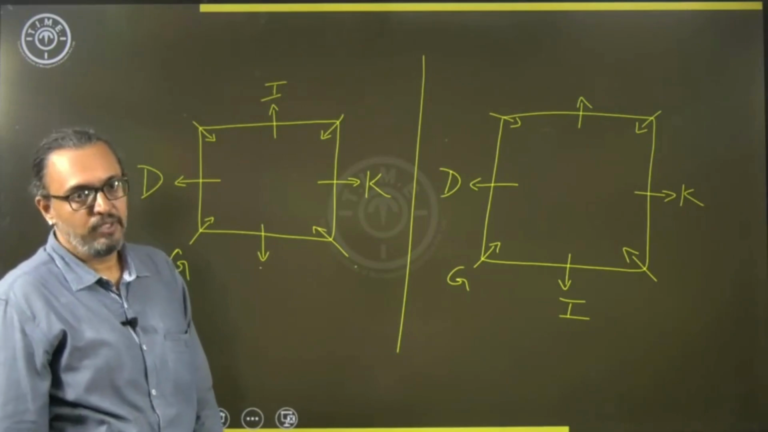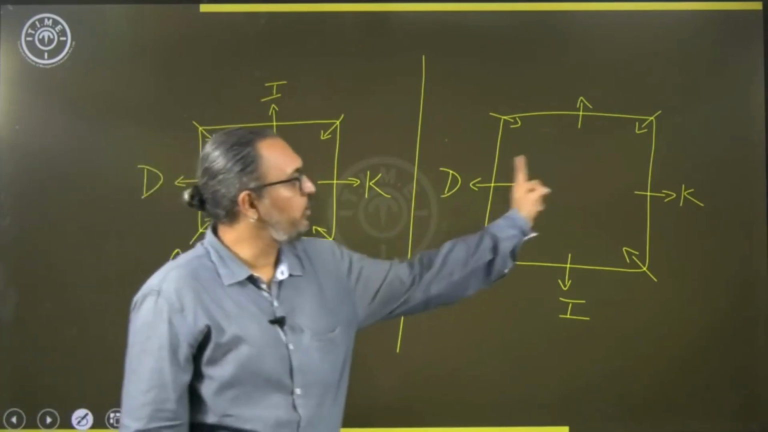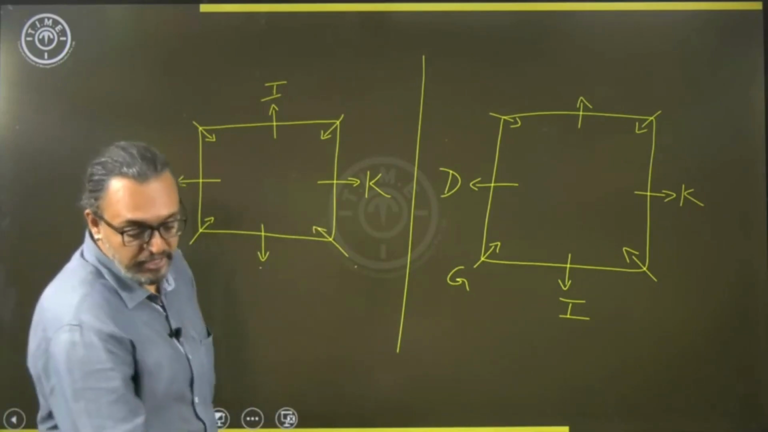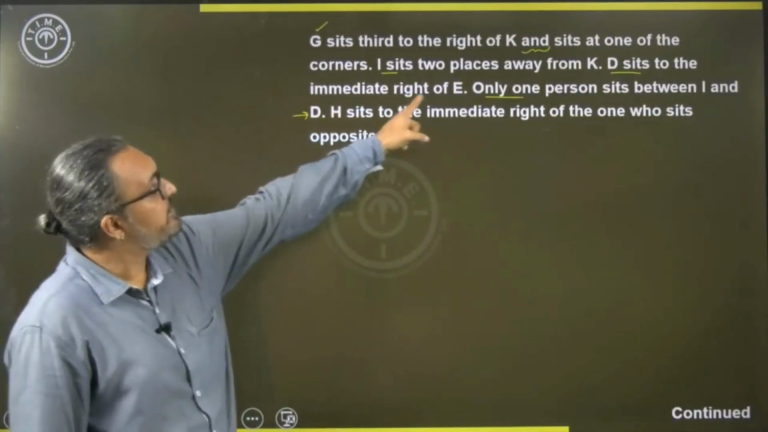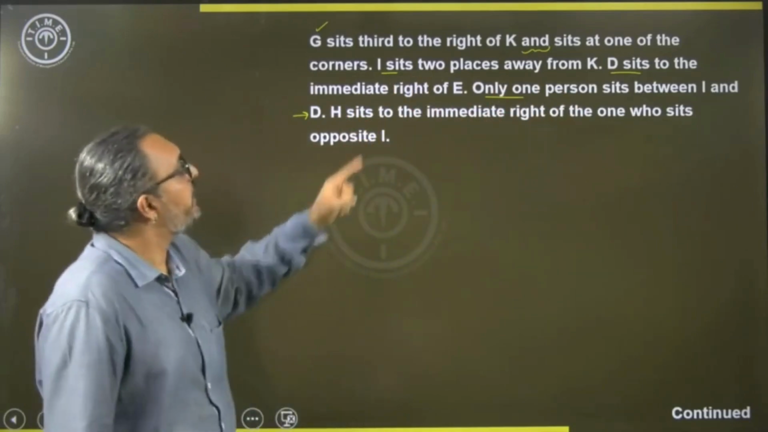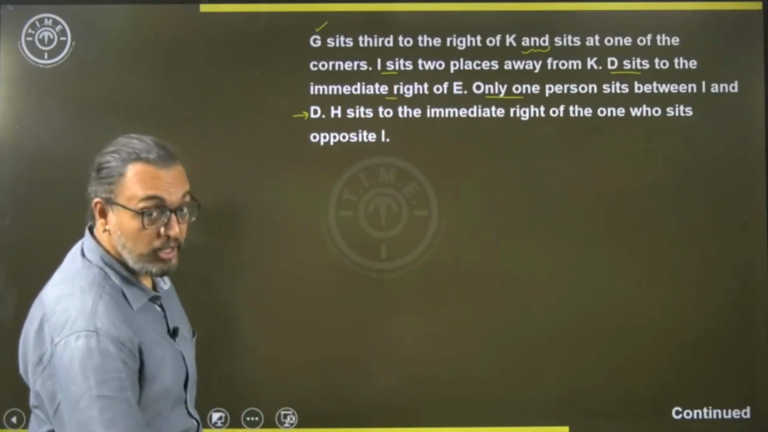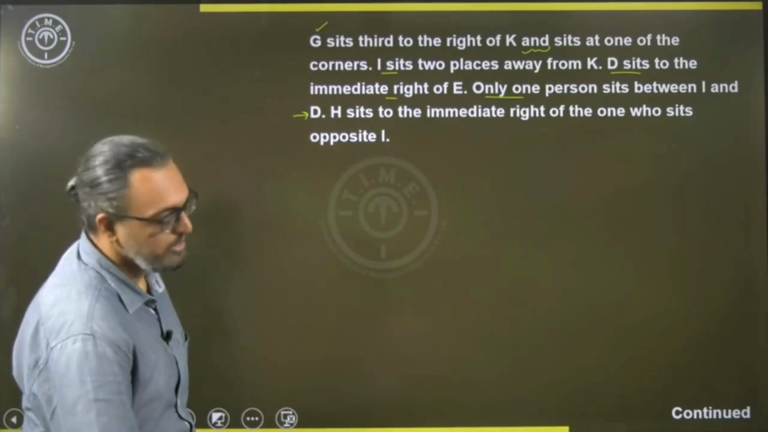Understanding the point? Okay. So exact opposite to K you will have D. Right. Now once I have D, I know where D is. See, D sits immediate right of E. So I want immediate right of E. So immediate position first, correct?